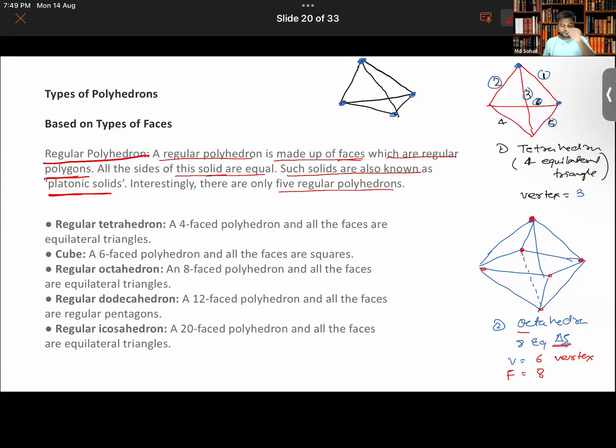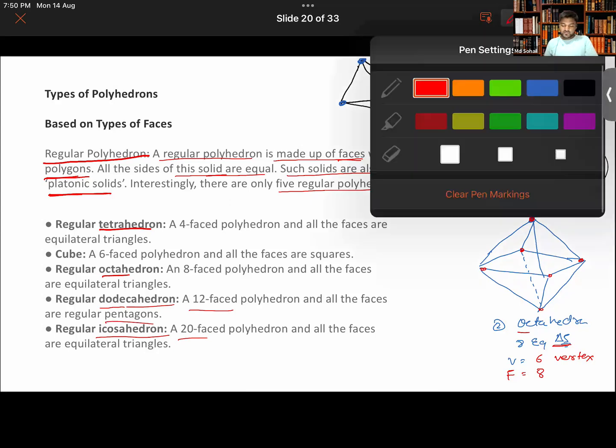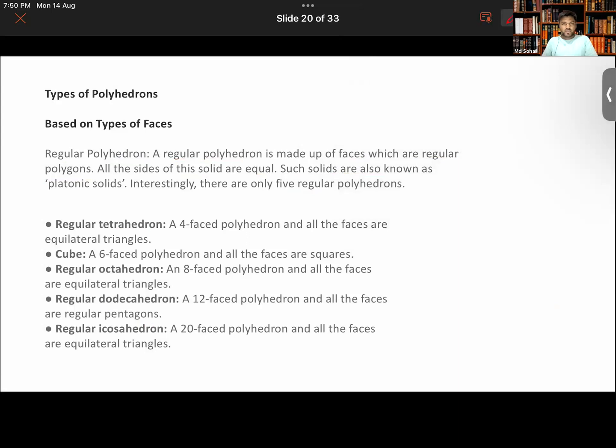Now, what are some other examples of regular polyhedrons apart from the tetrahedron and octahedron? You have got the dodecahedron and icosahedron. These are pretty big figures. The dodecahedron has 12 faces, and the icosahedron has 20 faces. In a dodecahedron, all the faces are regular pentagons. That will be a more complicated diagram, which won't be possible to draw over here.